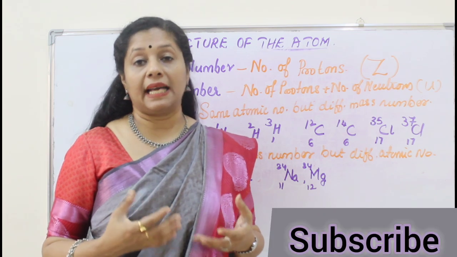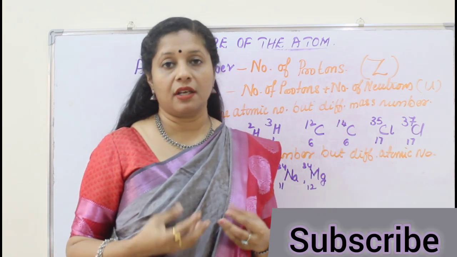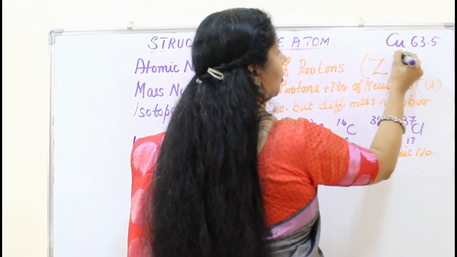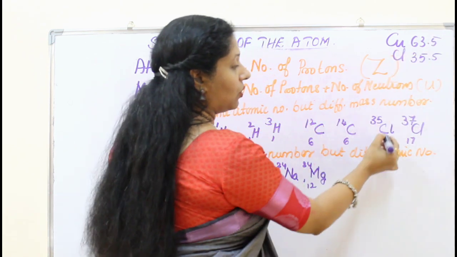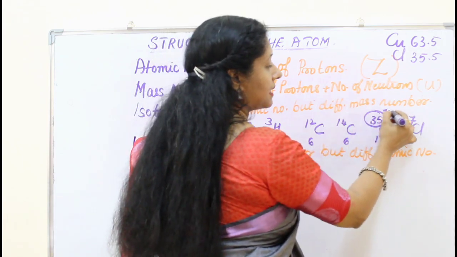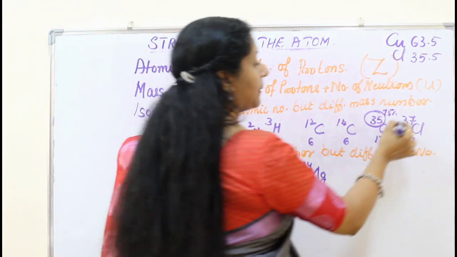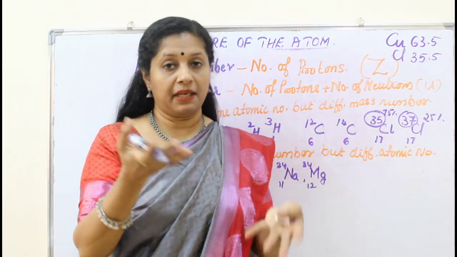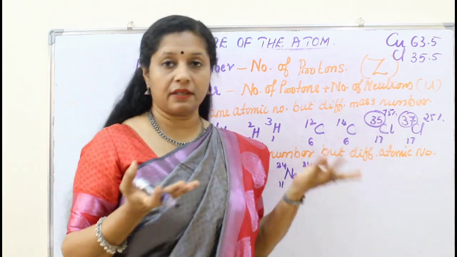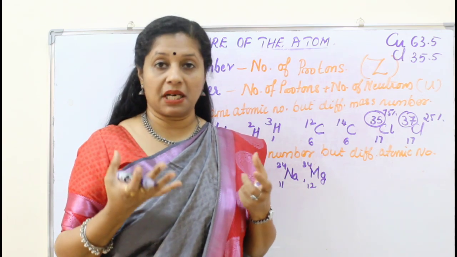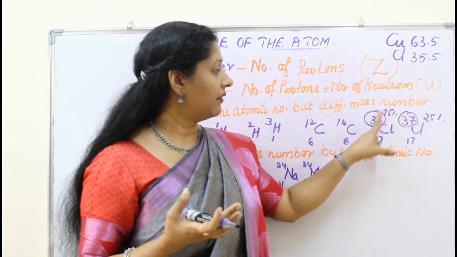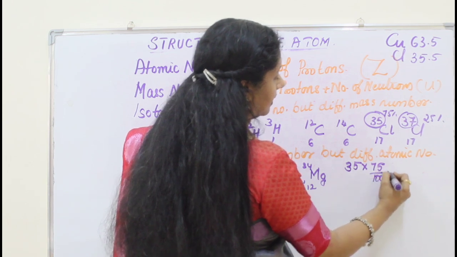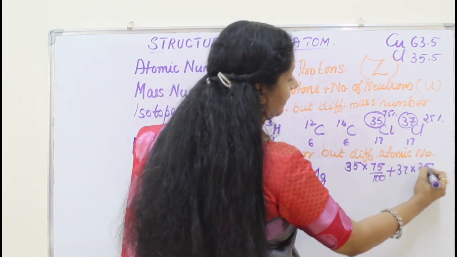So when we calculate the atomic mass of certain elements, there can be fractions. For example, copper is 63.5, or chlorine is 35.5. We know chlorine can exist as 35, that is 75% of chlorine exists with mass number 35, and 25% exists with a mass of 37. So when we take chlorine altogether, it has both, right? With the ratio 3:1, 75% and 25%. So when we calculate the atomic mass, we take the average of these two. So 75% of 35, that means 35 into 75 by 100, plus 37 into 25 by 100.